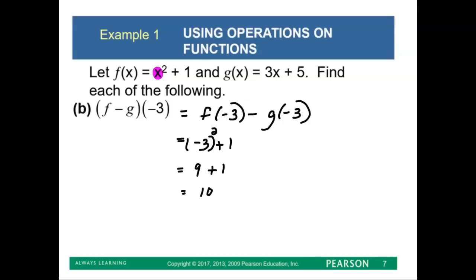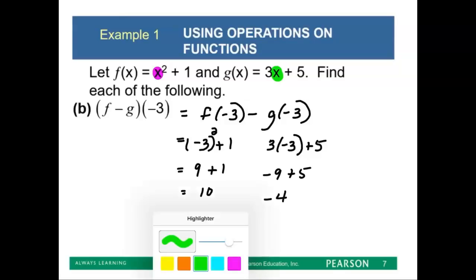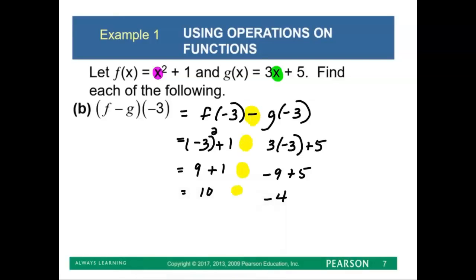And then to find g of negative 3, we're going to simply replace x in g with negative 3. So that will give us 3 times negative 3 plus 5, which is negative 9 and 5, which is negative 4. Now let's keep in mind our operation here. We are subtracting, so we're going to bring that on down. We're subtracting these values. Be careful with your signs. Here 2 negatives back to back will create a positive, giving us a final answer of 14.